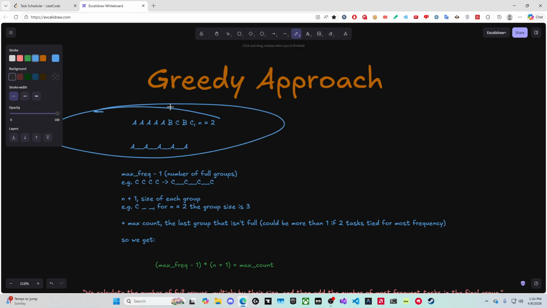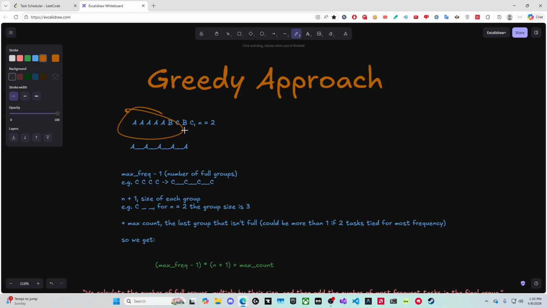when we have an example like this, we can build out what our intervals should look like. Here we have 1, 2, 3, 4, 5 A's. Remember, we're going to use the most frequent elements first because we want the minimum number of CPU intervals. So it stands to reason you want to handle the most frequent tasks first because you don't want to make your intervals too long. Because if we use a B first and then a C, right?